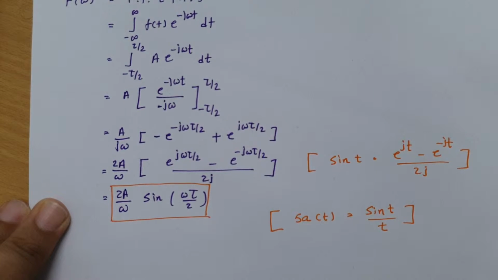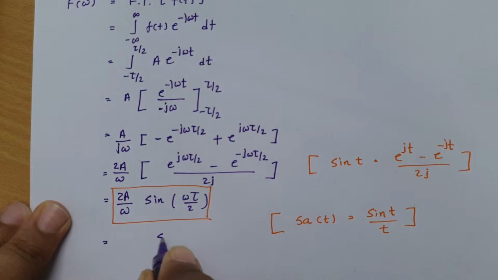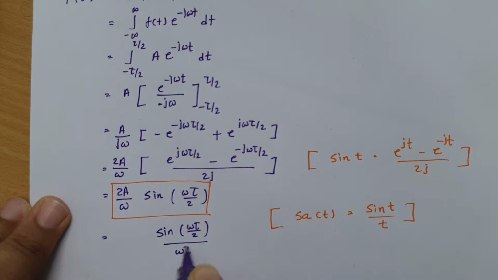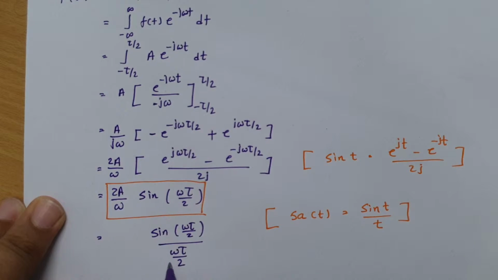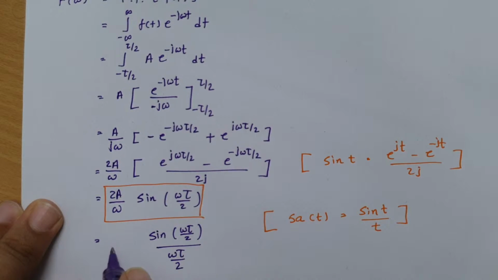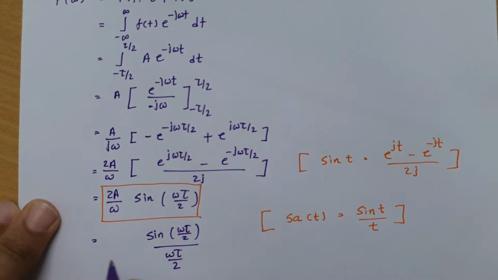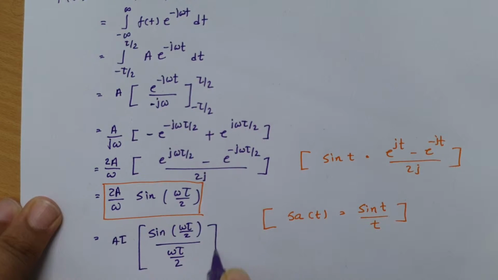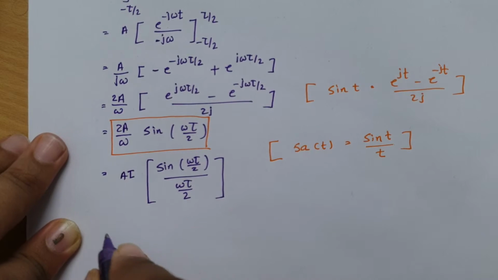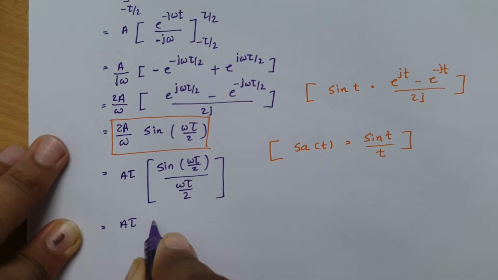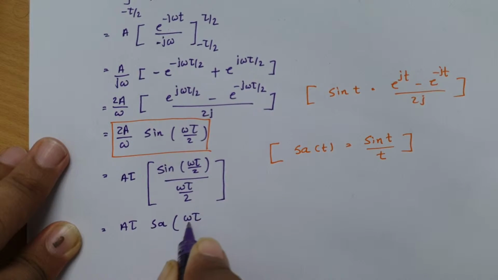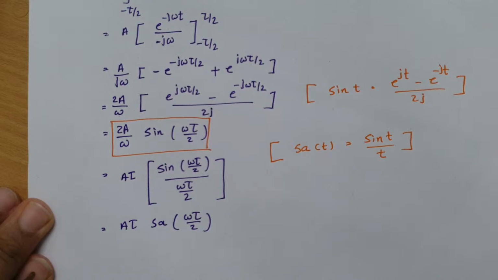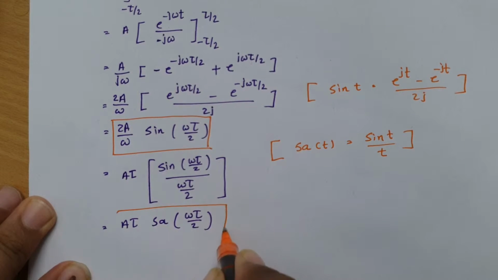So if I do that, then sin omega tau by 2 divided by omega tau by 2. Here omega is already there, and tau is there, so only the 2 we need to multiply and divide. We have divided by 2, so we can say this is A tau into the sampling function. So now I can say this is A tau into the sampling function of omega tau by 2. So this is another formula of the rectangular pulse Fourier transform.